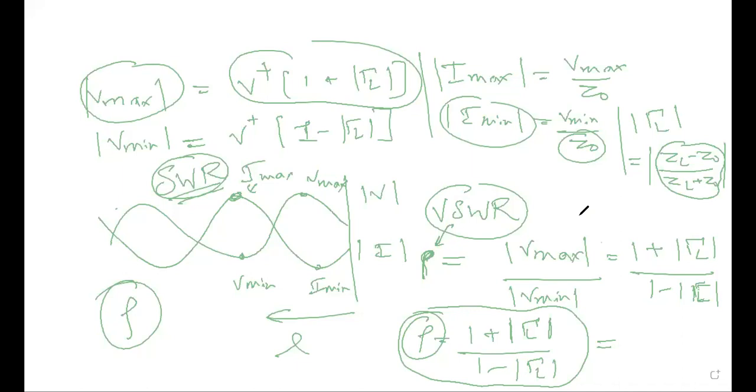See, it cannot be 0. Why? Because this is 1 plus mod of gamma L, and mod of gamma L is a number. The minimum value this mod of gamma L will take is 0, right? So this will be 1 plus 0 upon 1 minus 0. The minimum value, rho min, will be 1, right?